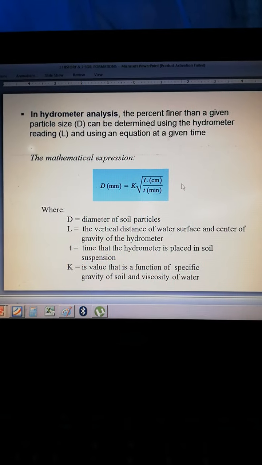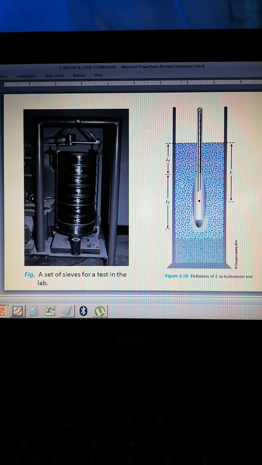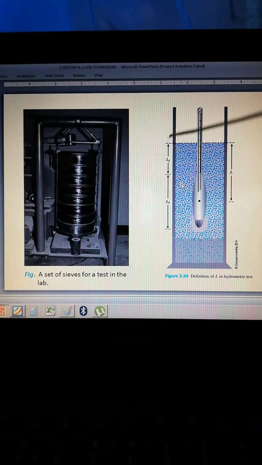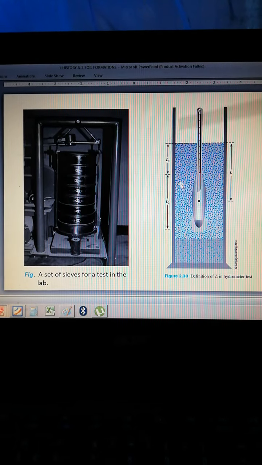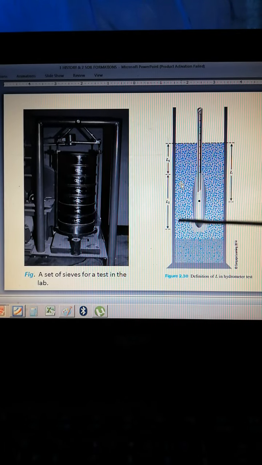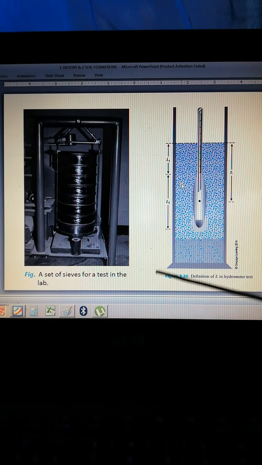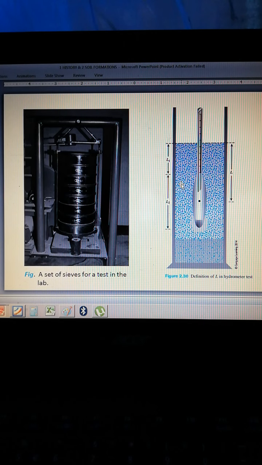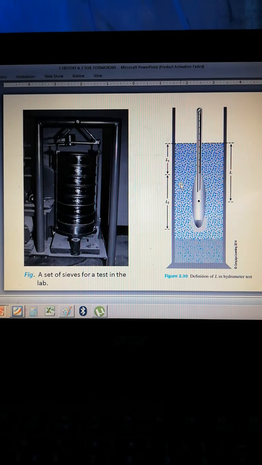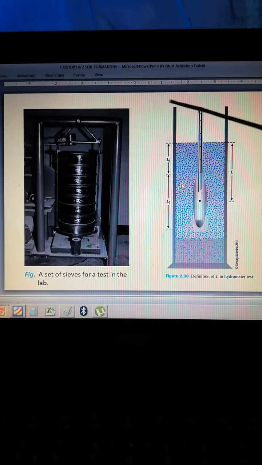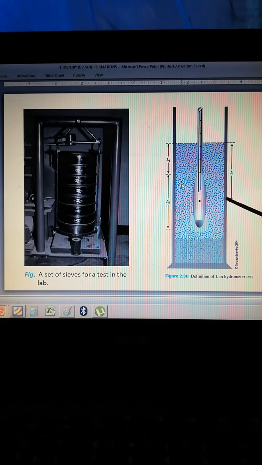Then the K value is a function of the specific gravity of soil and the viscosity of water. For the L, there are standard values because this is our sieve and this is our hydrometer. We don't have a bigger plastic cylinder, but given the time we are allowed, we can make use of a 1000 ml graduated cylinder. That is the biggest graduated cylinder that we have. Other people will use a plastic cylinder, with no calibration.